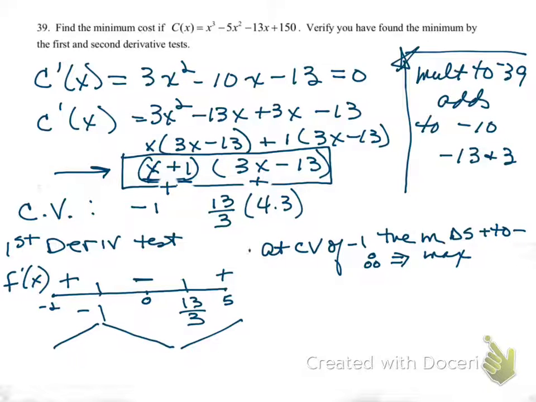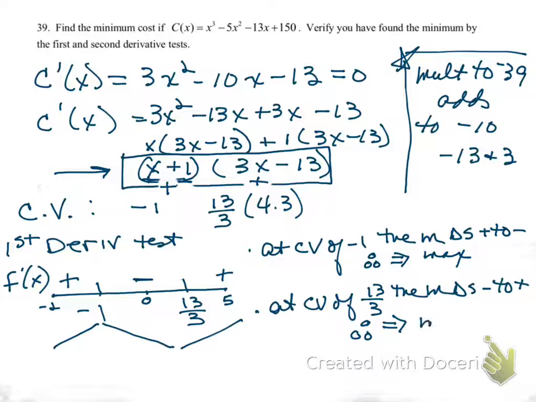Then the next part is to say at the critical value of 13/3, the slope changes from negative to positive, and therefore I have a min. So right now I am finding that a minimum quantity of 13/3 or 4.3 provides my minimum cost. Okay, so that's the first derivative test. Let's go on to the next page and we will do the second derivative test.